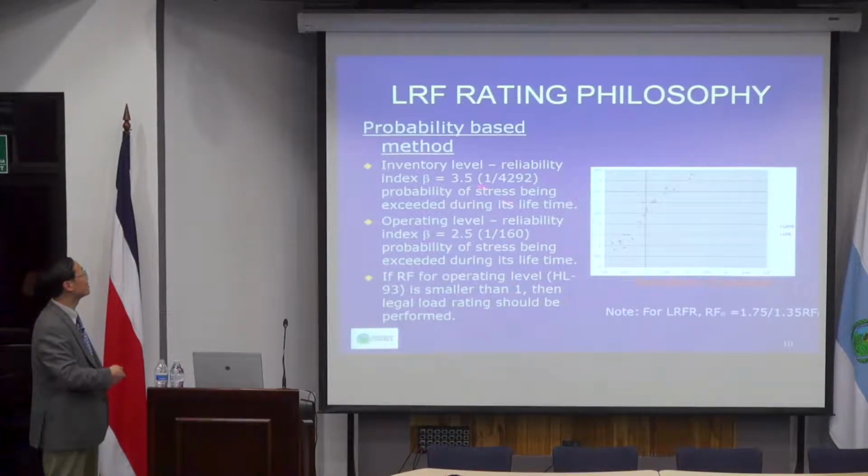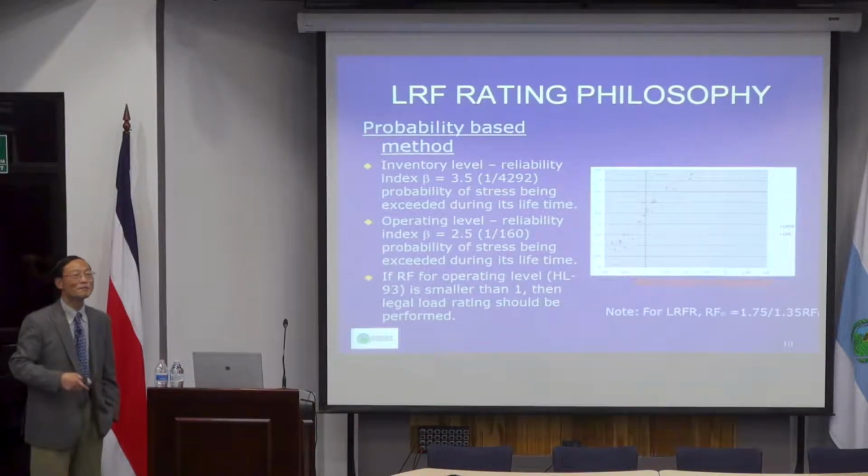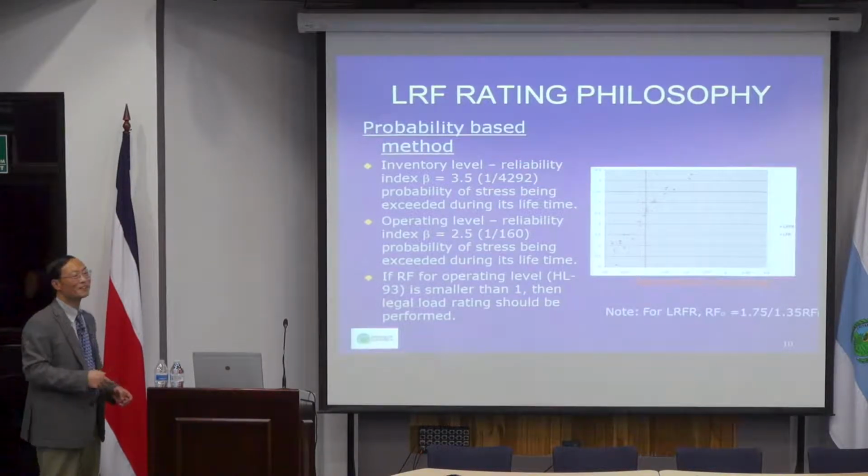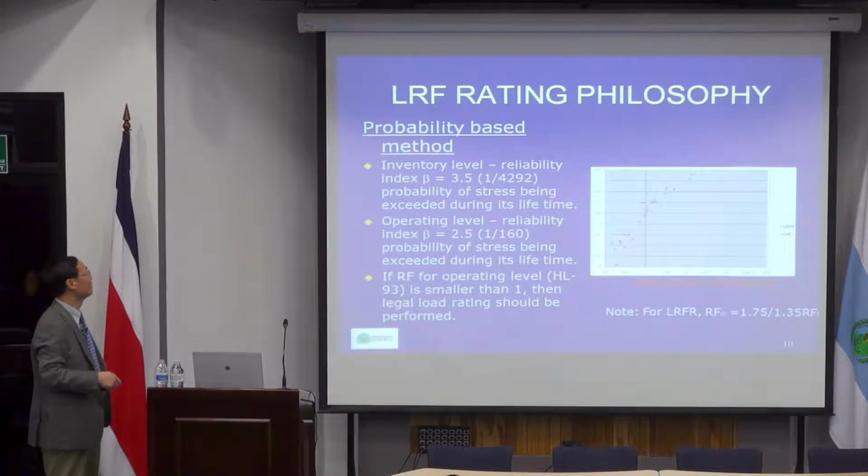So for inventory, we use a reliability beta index of 3.5, which gives that probability of overstress. Keep in mind, overstress does not mean a collapse or failure of any component, not to mention the whole structure. If you have that much chance of one beam yielding or that kind of thing, it's not a really big problem. At the operating level, we define a beta of 2.5, which has 1/160 probability of just a simple yield of any member of the structure.